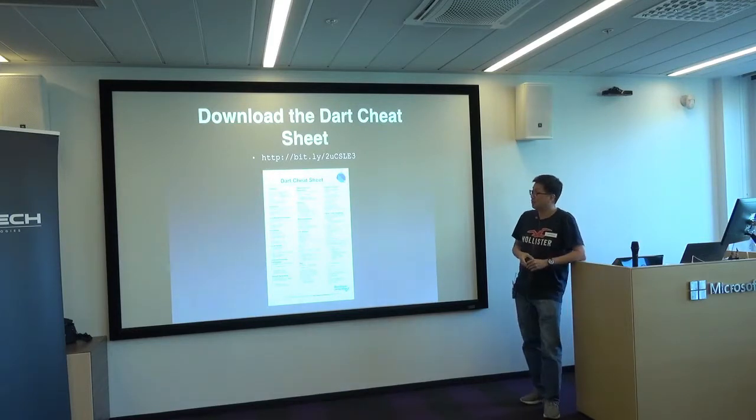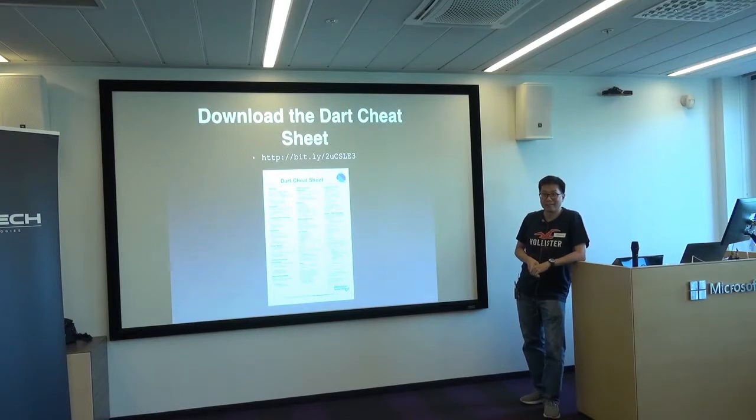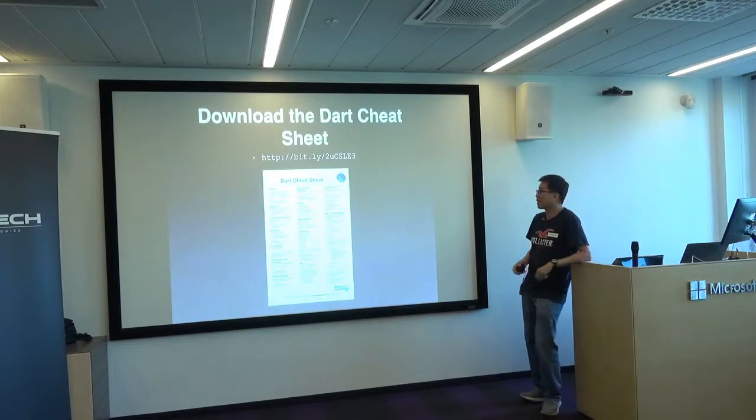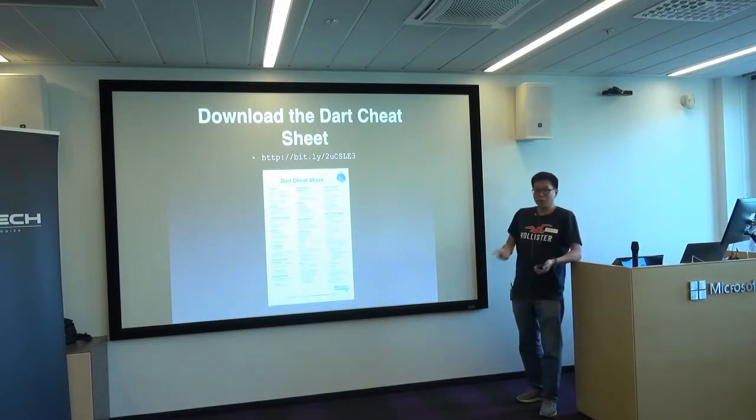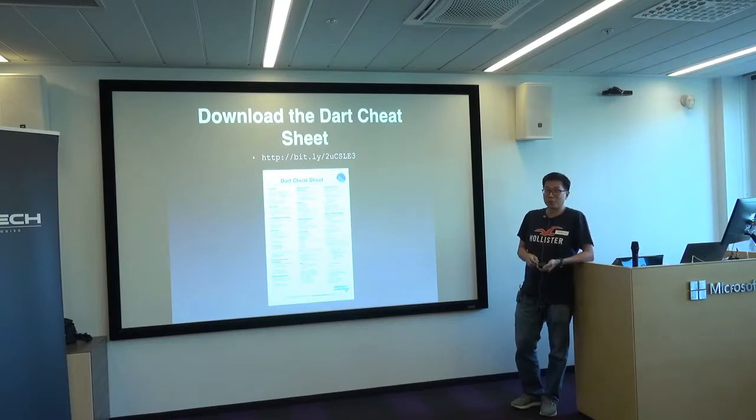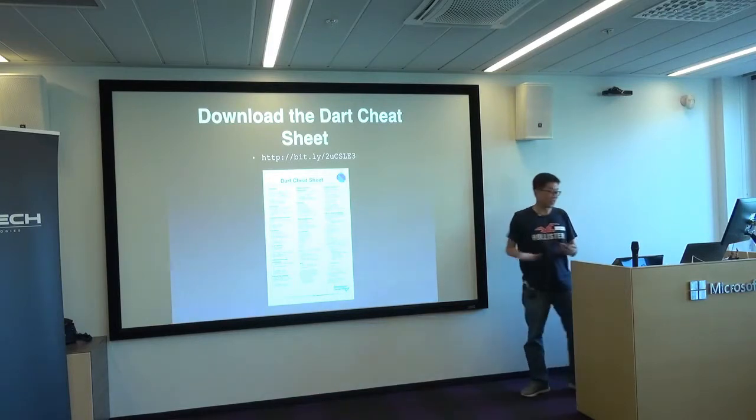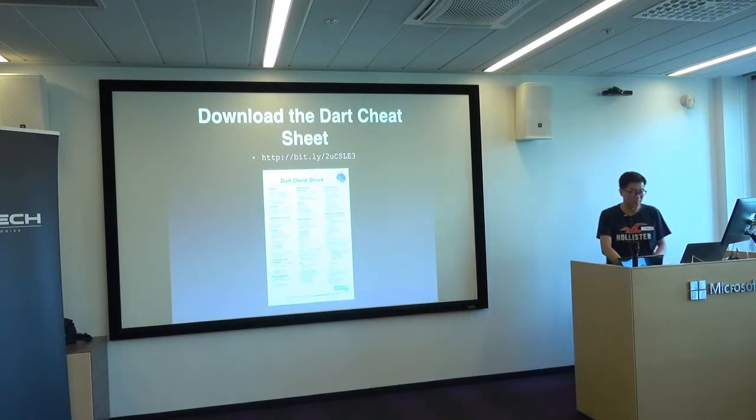The one bad news for Dart is that you still have to use semicolon. Most modern programming languages don't use semicolon anymore, right? Like your Swift, your Kotlin doesn't use semicolon, but for Dart you have to use semicolon. One good news about Dart 2.0 is that you no longer need to use the new keyword when you instantiate a new class. So it's finally catching up with the modern programming languages paradigm.